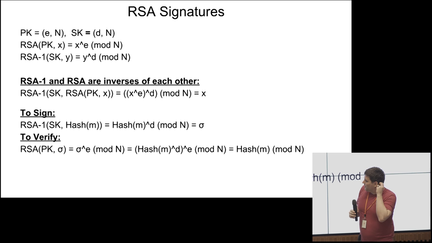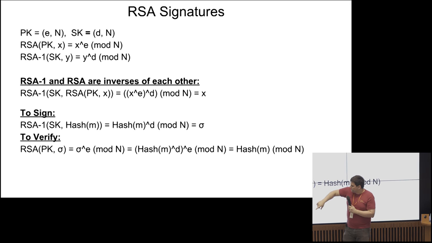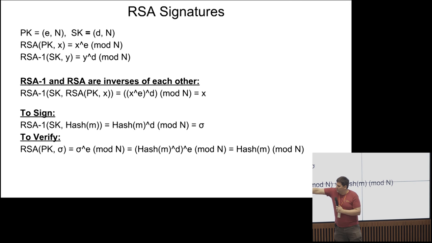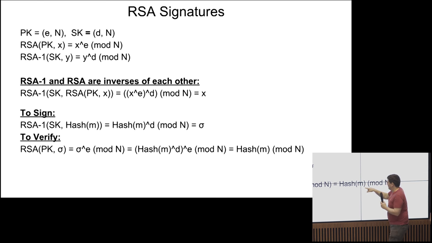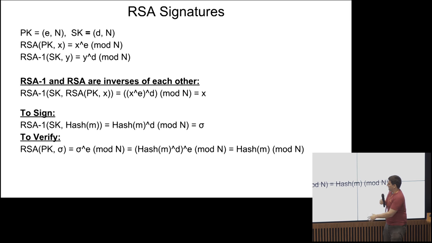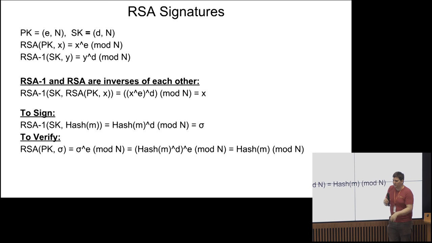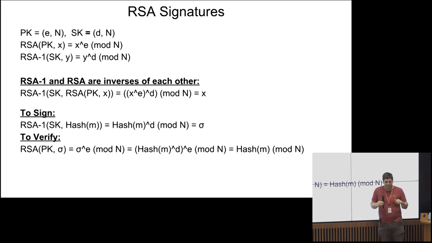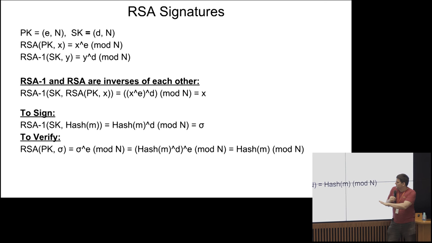And when you want to verify, you take the signature, and you do the regular RSA operation. Because they're inverses, you'll end up with an output that's the hash of the message mod N. And you can compare it to the hash of the message because you have it and verify the signature. Any questions on this?